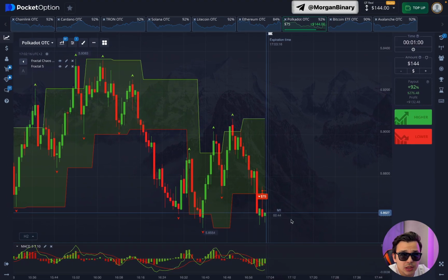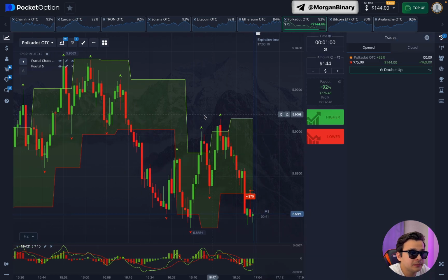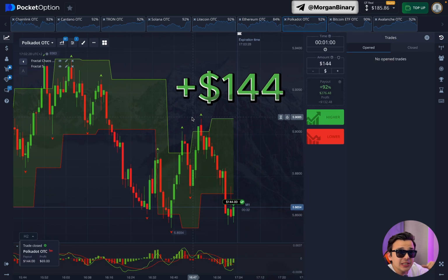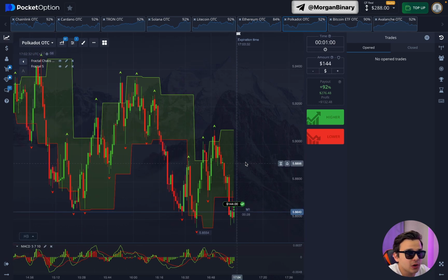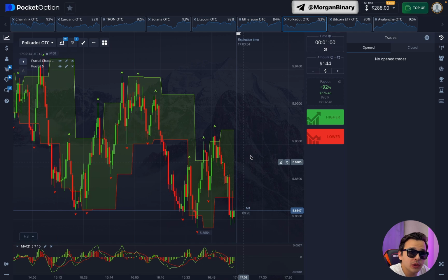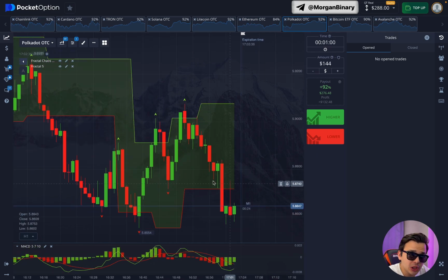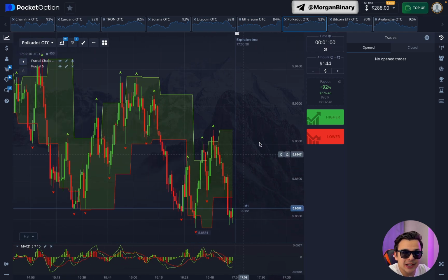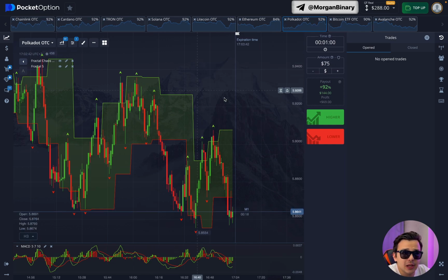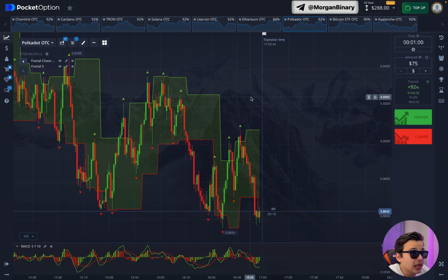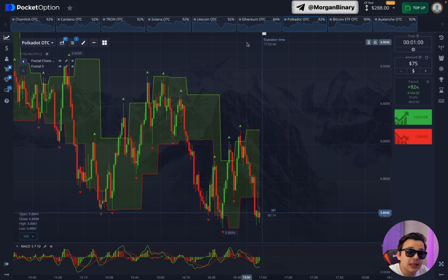So let's watch the result. A few seconds left. And the position closes in profit. My entry point was absolutely correct. I was focused on the lower fractal band being breached, and overall I was right. I will continue opening trades with $75 for the next positions. Let's keep trading and pick the next asset.